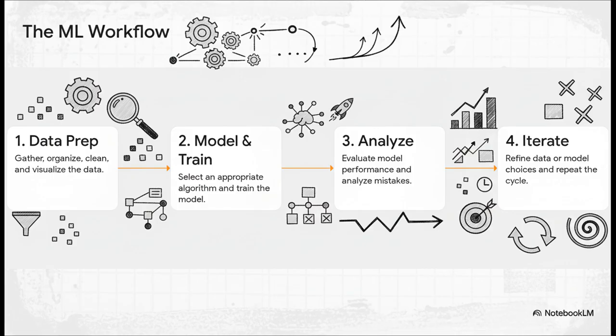Where is it getting things wrong? And this is the key part. You iterate. You go back to the beginning. Maybe you need to clean the data in a new way, or change the features, or even try a totally different model. And you just keep repeating that loop until you're happy with the results.